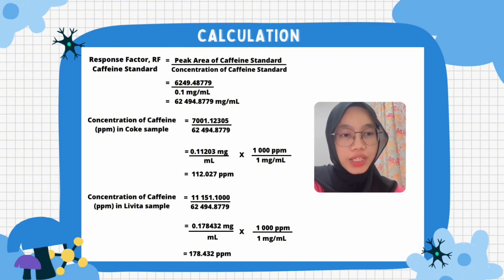The caffeine concentration in the Coke sample is calculated by dividing its peak area 7001.12305 by the response factor, resulting in 0.11203 mg per ml. Converting this to parts per million, ppm, by multiplying by 1000 gives 112.027 ppm.